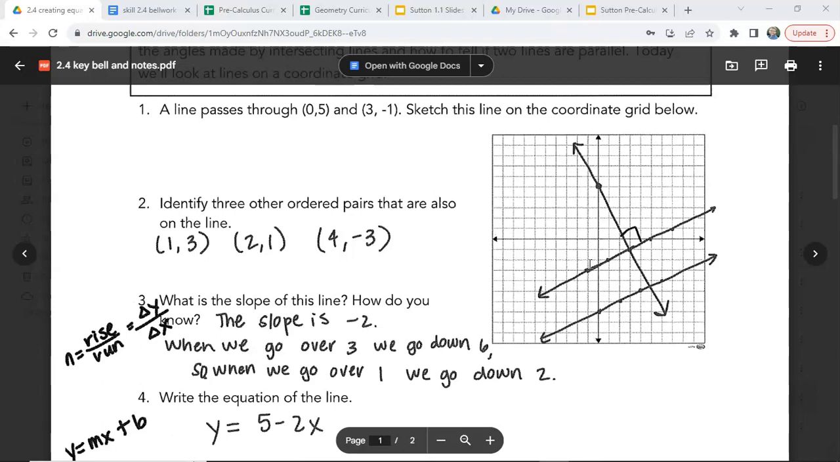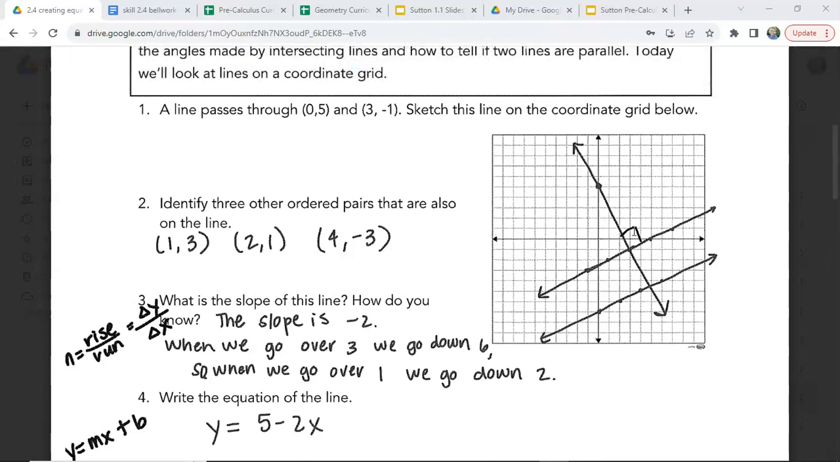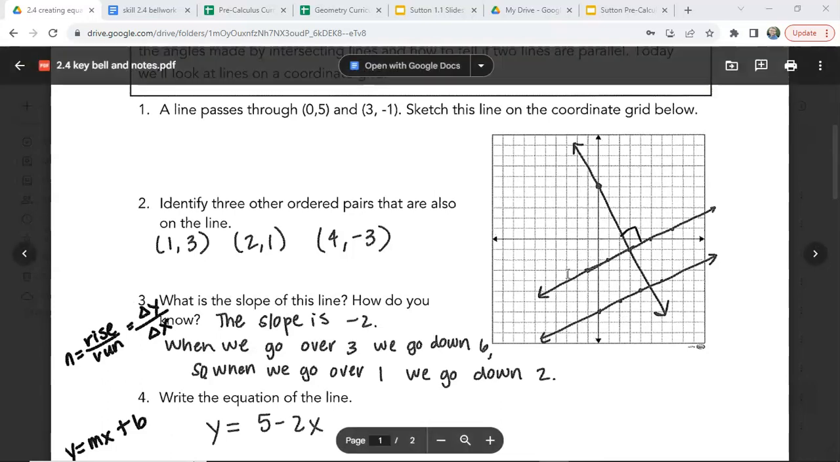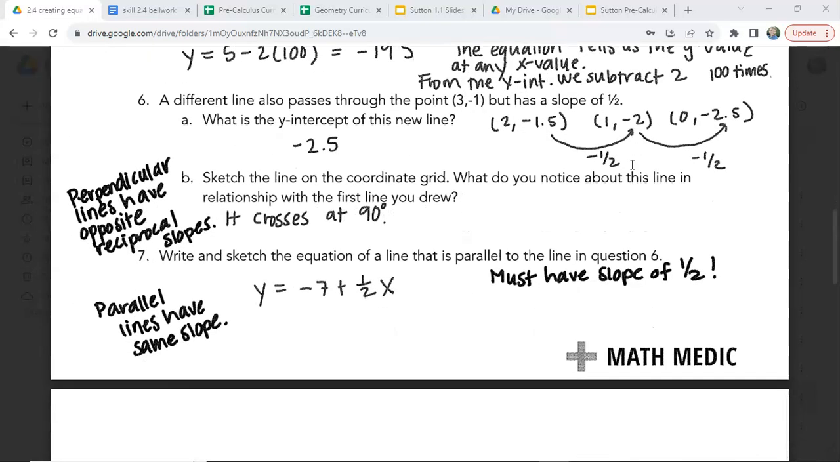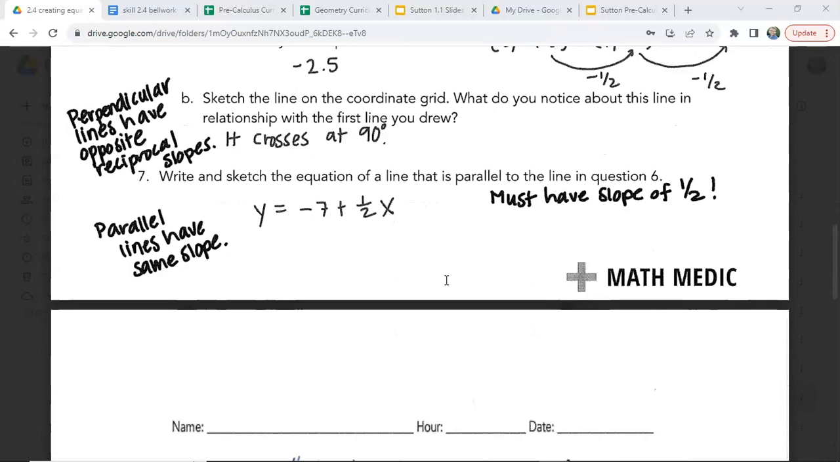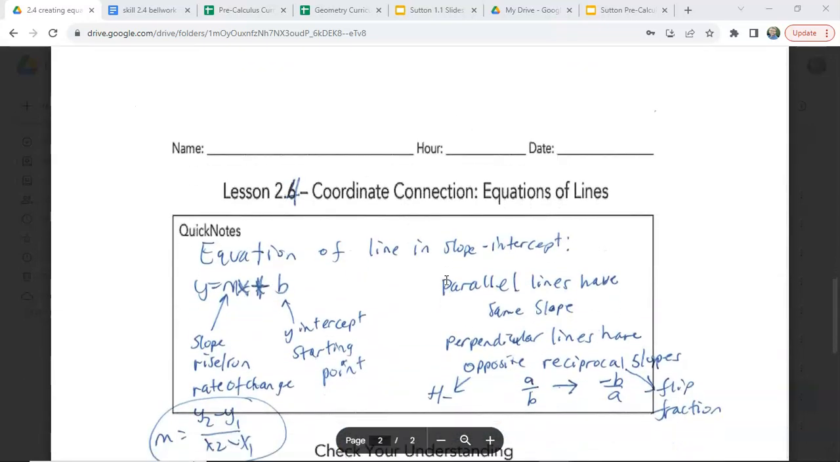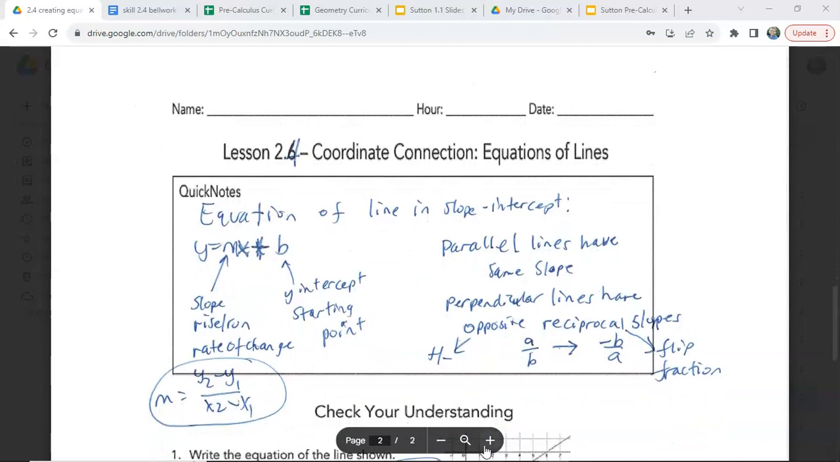But yours could be anywhere, but it does need to be parallel to this line. So it should be running in the same direction, could be up here, but it has to run in the same direction. So that is the front page. Now moving on to the quick notes part.